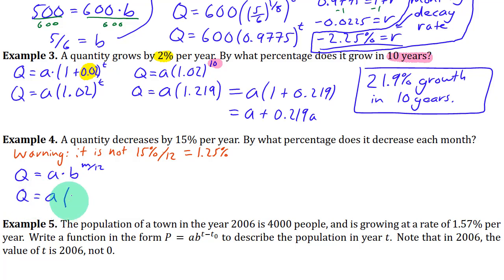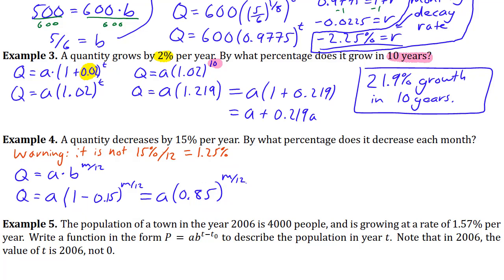Means that B could be 1 minus 15% to the power m divided by 12. So every time m goes up by 12, every time 12 months goes by, 1 year, this is going to be 85% of what it was before. Okay, so I'm going to write that as a times 0.85 to the m over 12th.